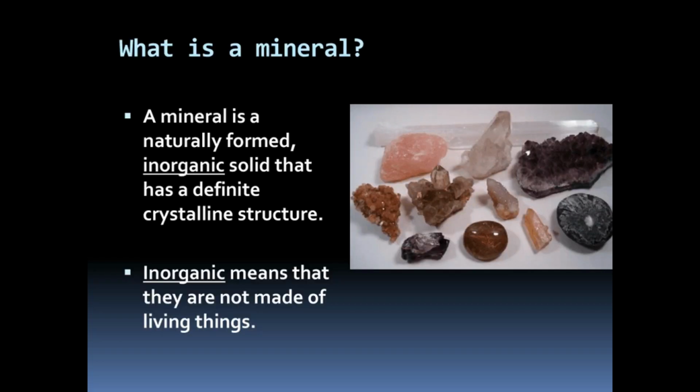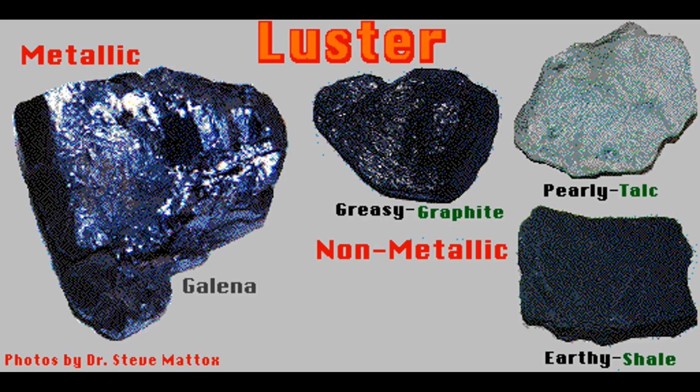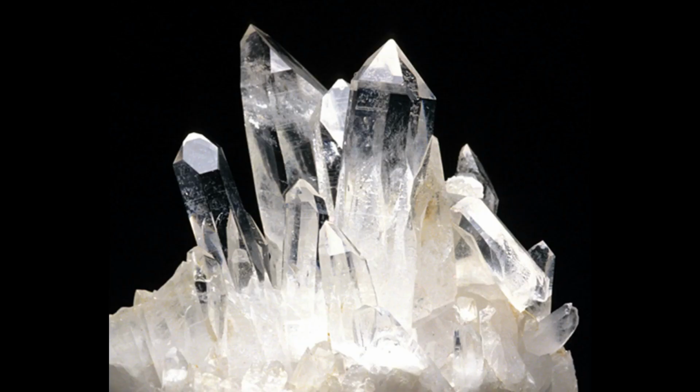Mineralogy. A mineral is a naturally occurring inorganic solid with a definite chemical composition and an ordered atomic structure. Properties: they are naturally occurring, they are inorganic, they are crystalline, and they have definite composition.